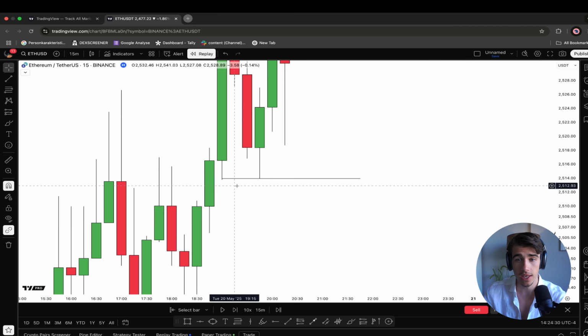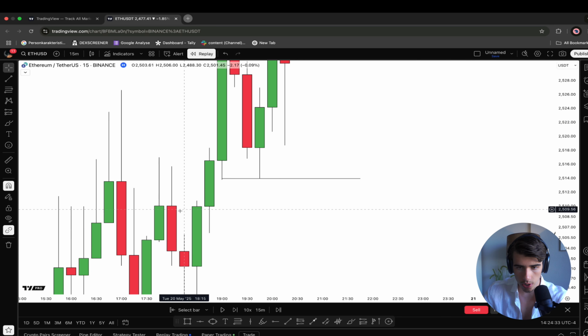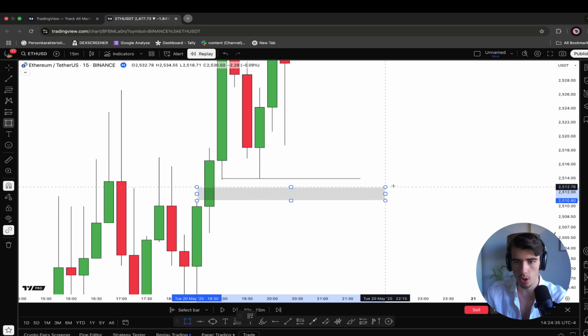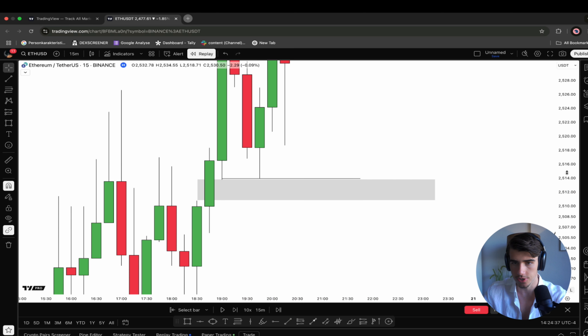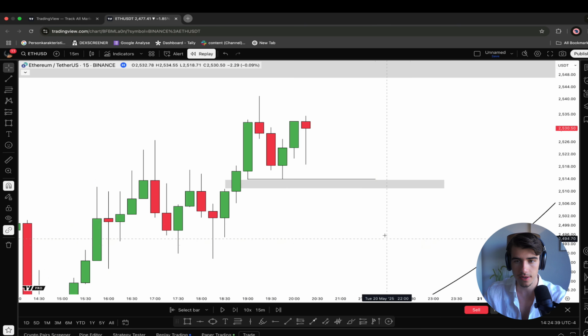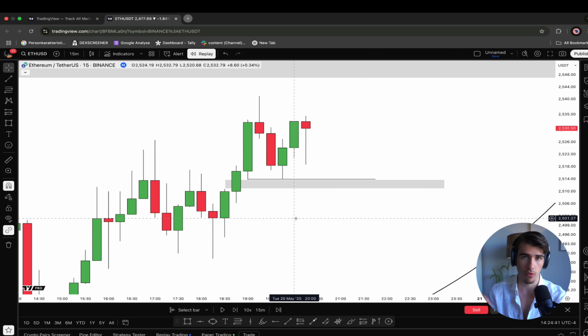If I now zoom in, you might be able to tell that we have equal lows right here. Now, not only do we have equal lows, but right below that, we have an imbalance, okay? We have a 15-minute imbalance and equal lows that kind of overlap. That right there is key. Now, would it matter if the low was created inside of the imbalance? Yes, it would actually make it higher probability, believe it or not.